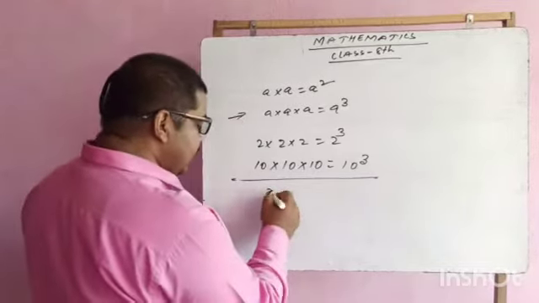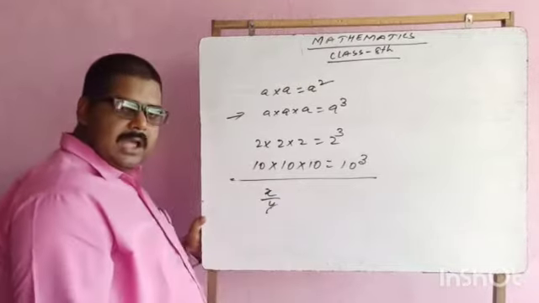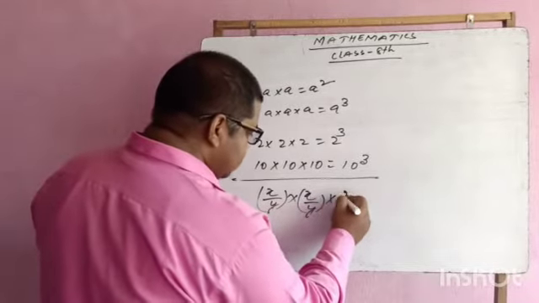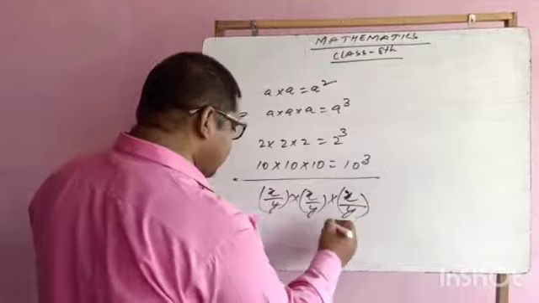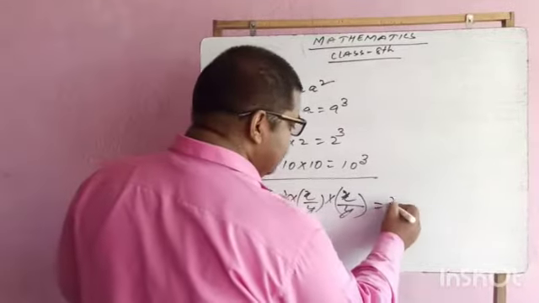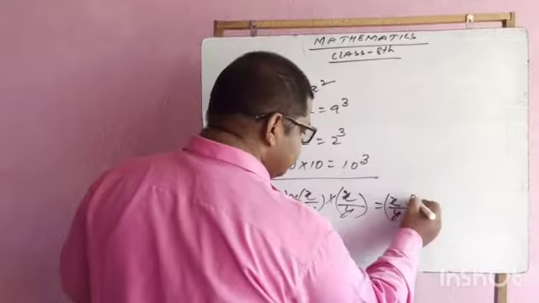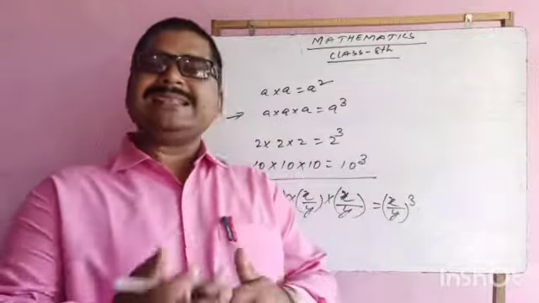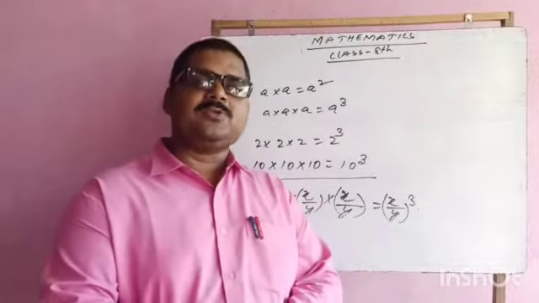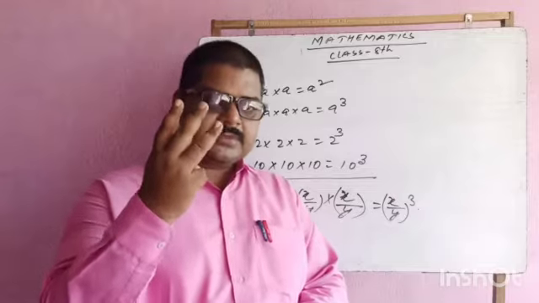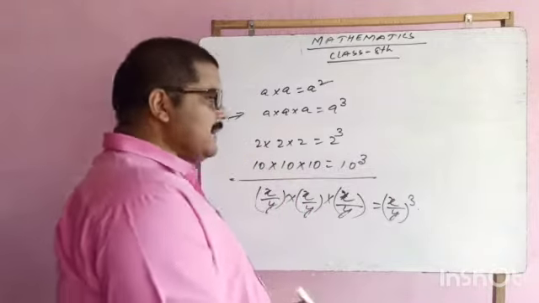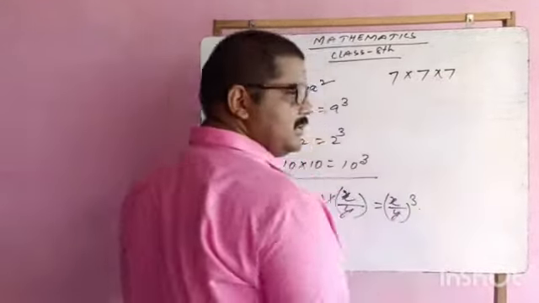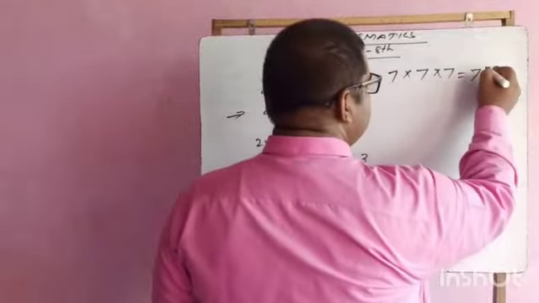Similarly, if any number is in the form of x upon y and it is multiplied 3 times, then it is known as a cube. So cube means multiplying any natural number 3 times. Some more examples: 7 multiplied by 7 multiplied by 7, 3 times, is known as 7 cube.